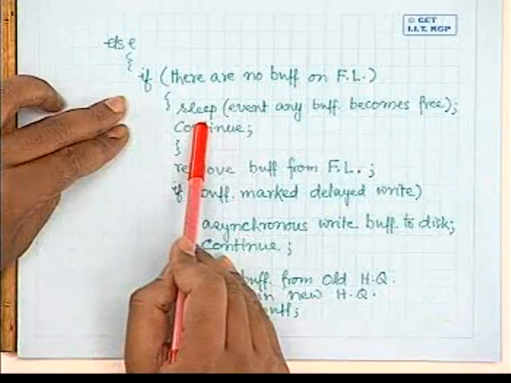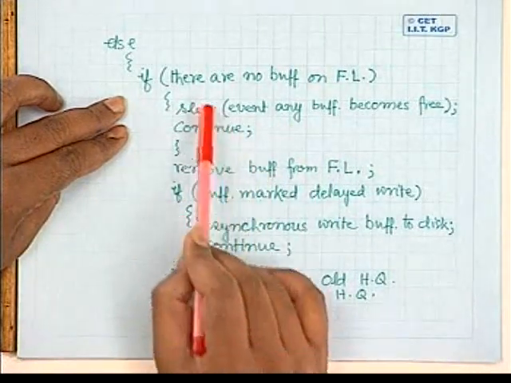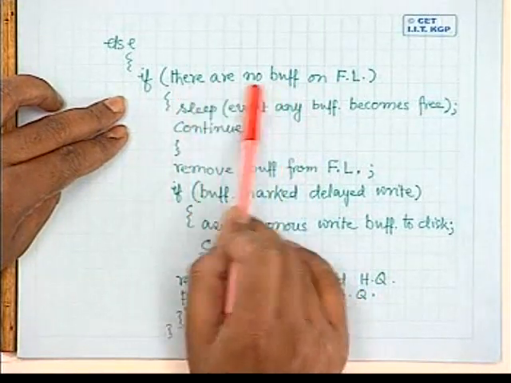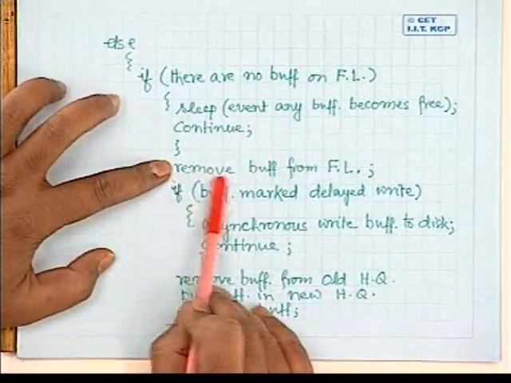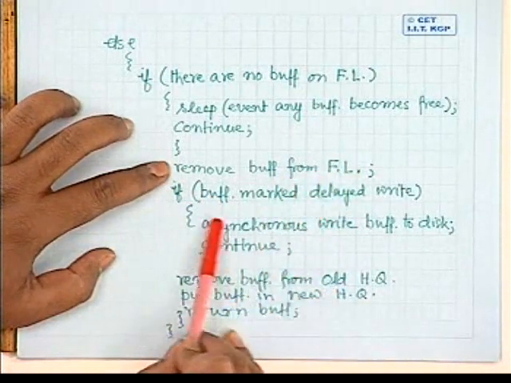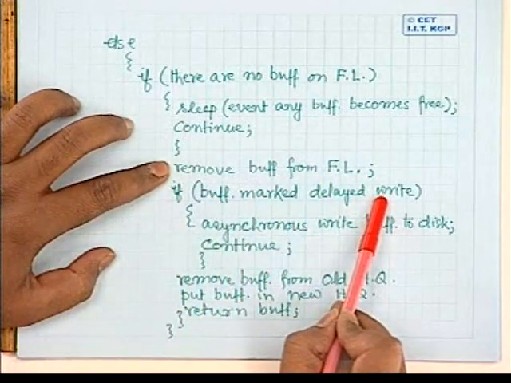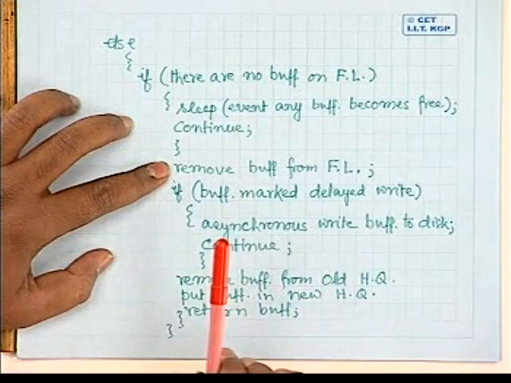Okay. So now the process goes to sleep mode on the event that any buffer becomes free. In case there is a free buffer on the free list, what you have to do is simply remove the buffer from the free list. Then after removing this, we may find that the buffer is marked delayed write. So the buffer is currently free, but it is marked as delayed write.